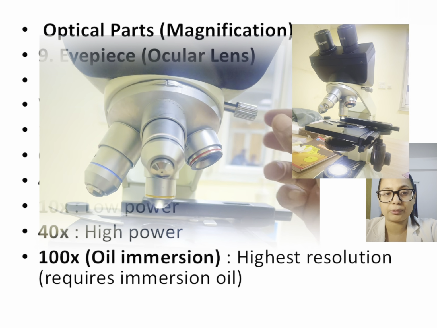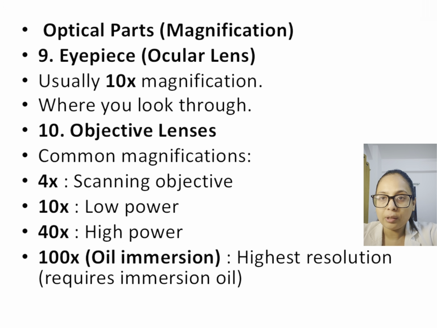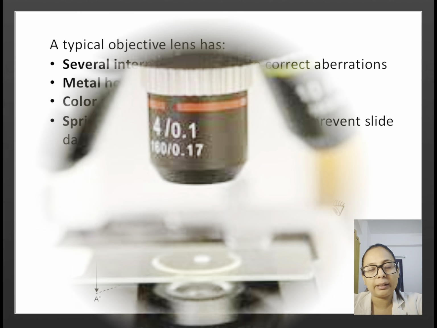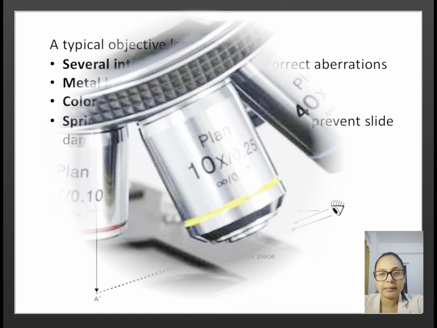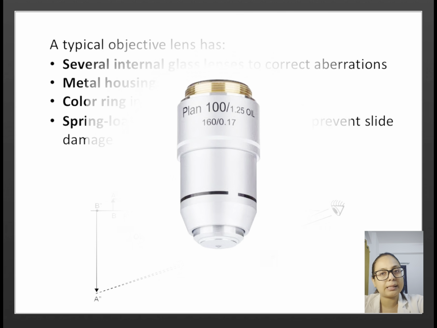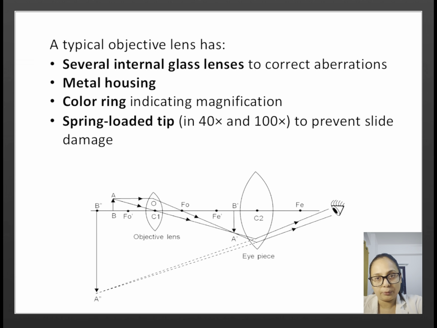Please remember, all these objective lenses have a colored band on them. When you see the 4x objective lens, it usually has a red color band on it, whereas 10x has a yellow band, 40x has a blue band, and 100x commonly has a black band. You need to remember all these band colors to identify the lenses correctly.